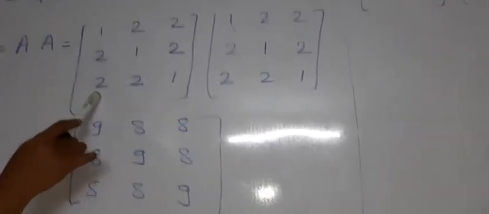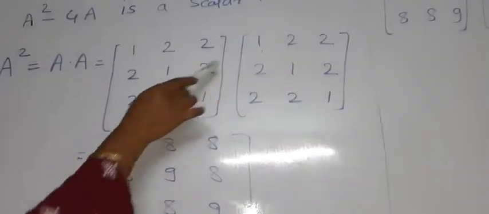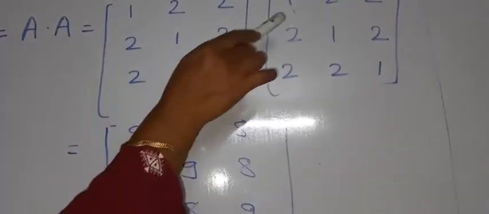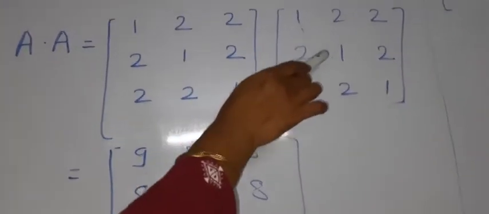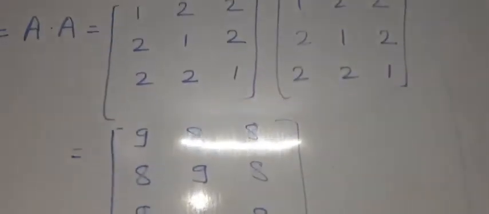Now R3 multiplied to this C1. 2 into 2, 4 plus 4, that is 8. 2, 4 plus 4, which is equal to, similarly here 9.